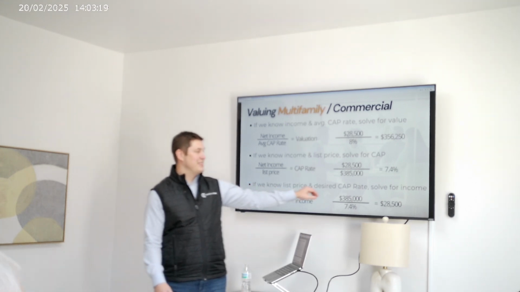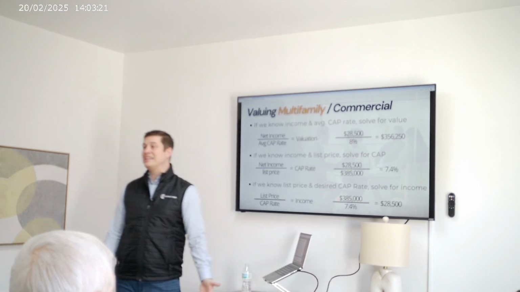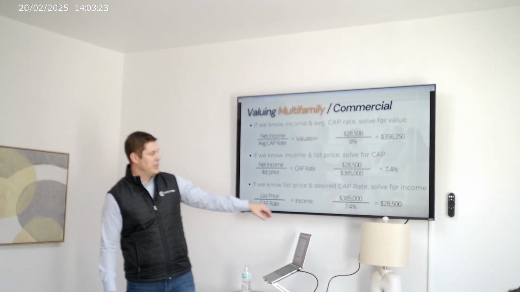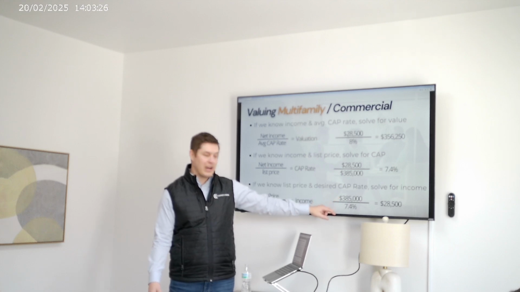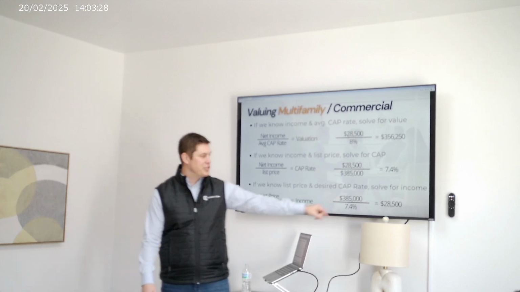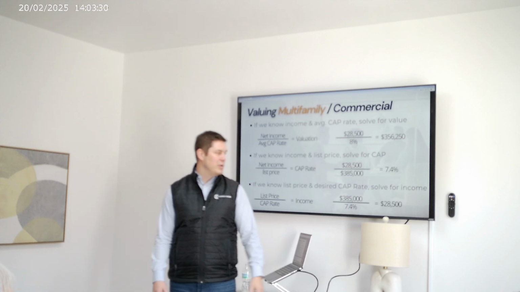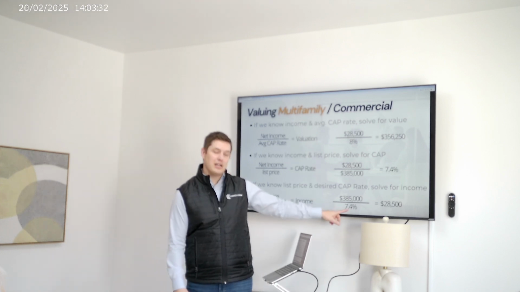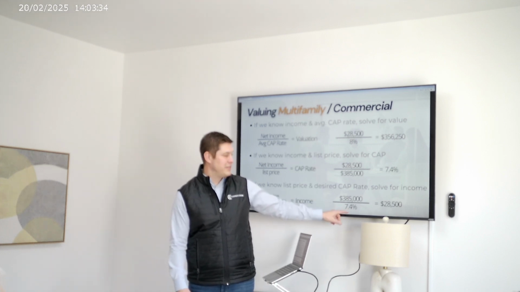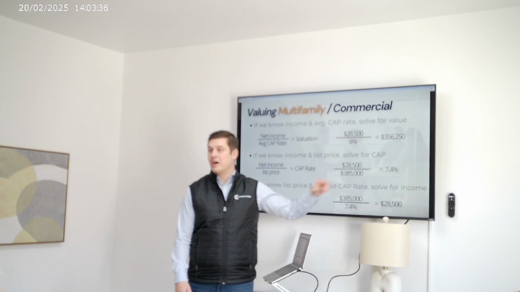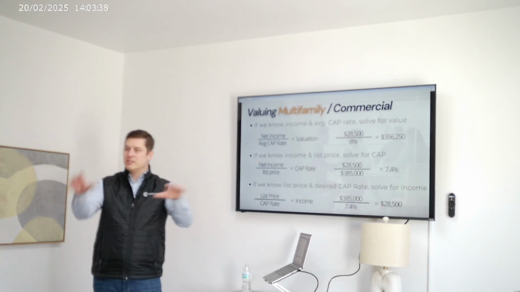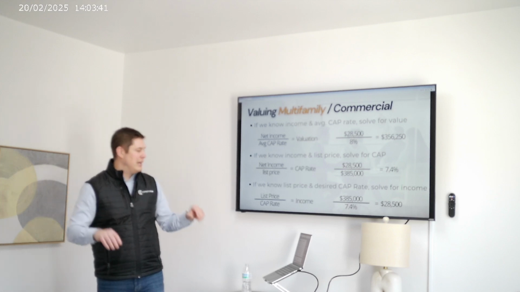If we know the list price and the desired cap rate, we can solve for what the income should be. We can take the list price of $385,000 times the cap rate that he or she desires, and we can say, if you need a 7.4 cap, Mr. or Mrs. Investor, we need to make sure it rents for $28,500 after expenses. Make sense? You can move them around and solve for X.